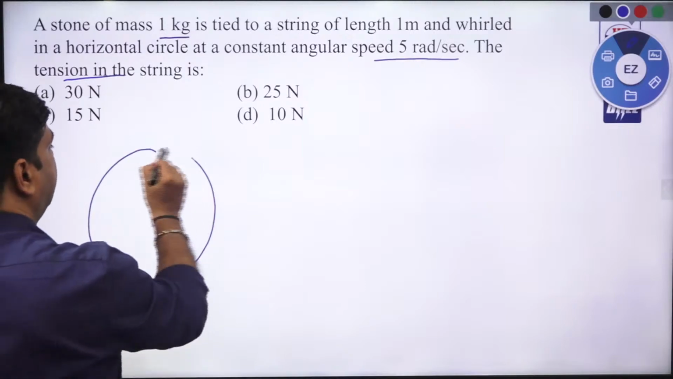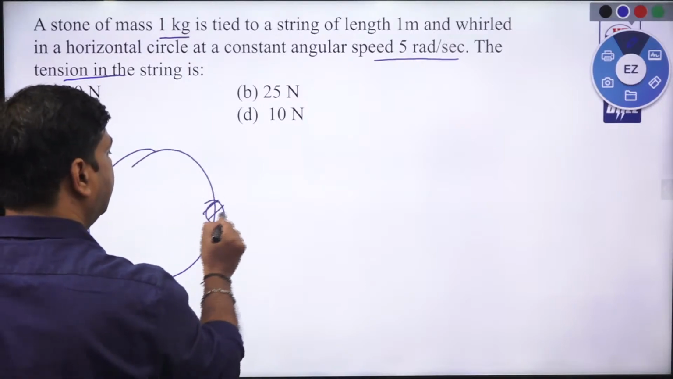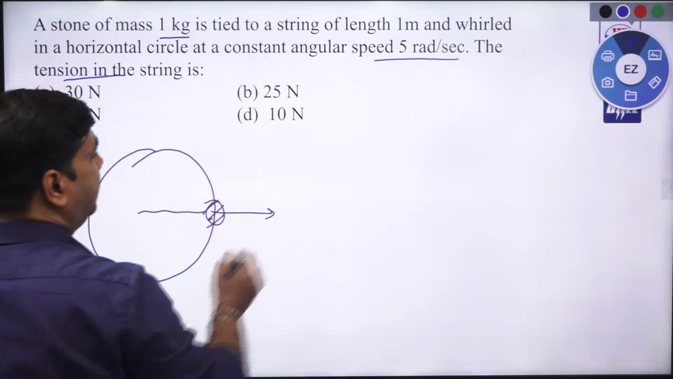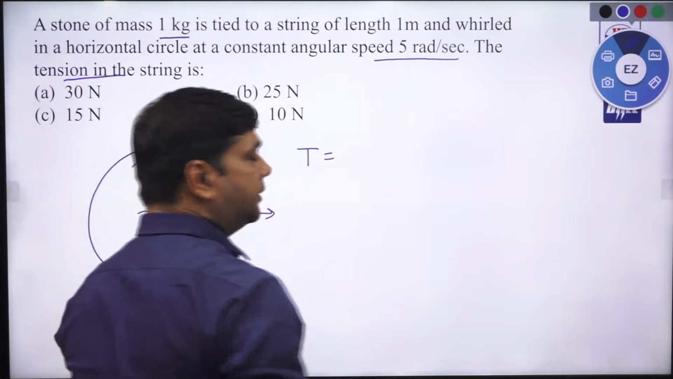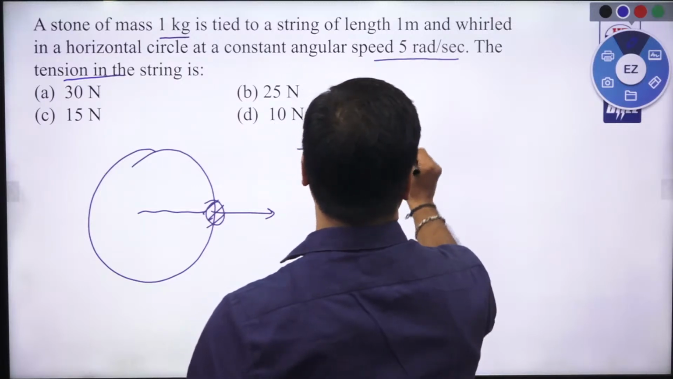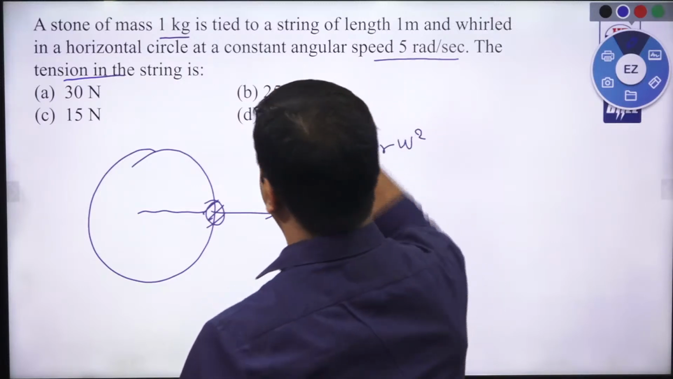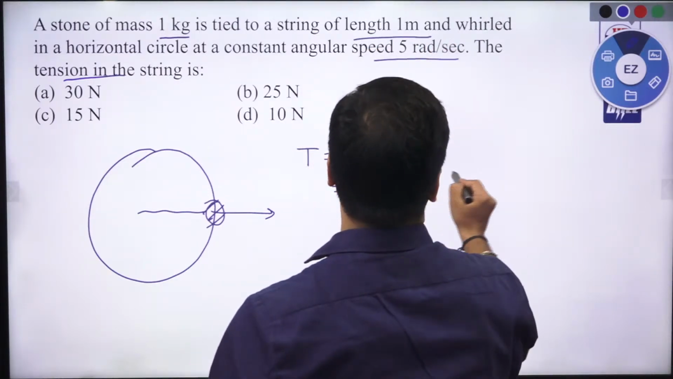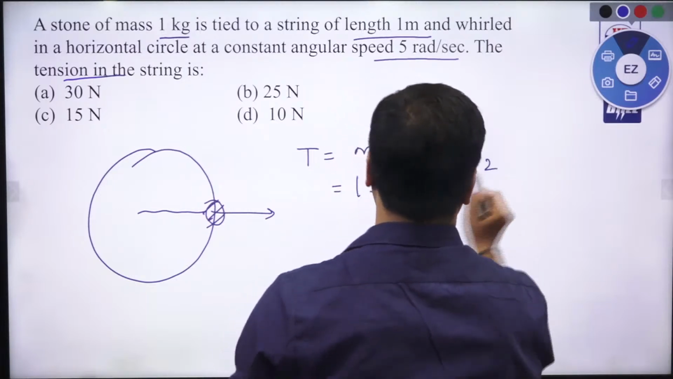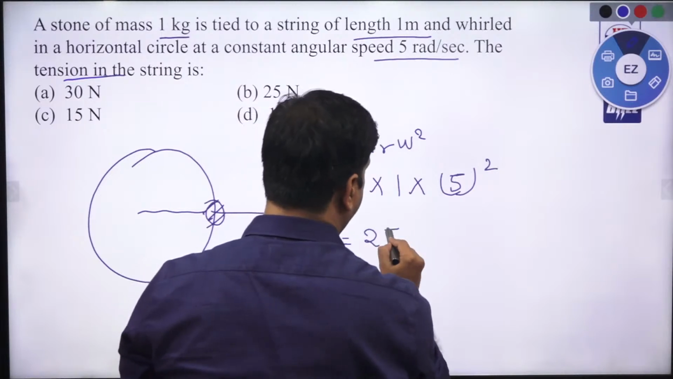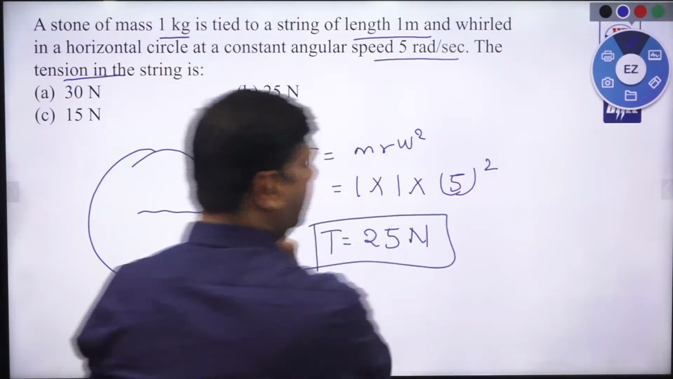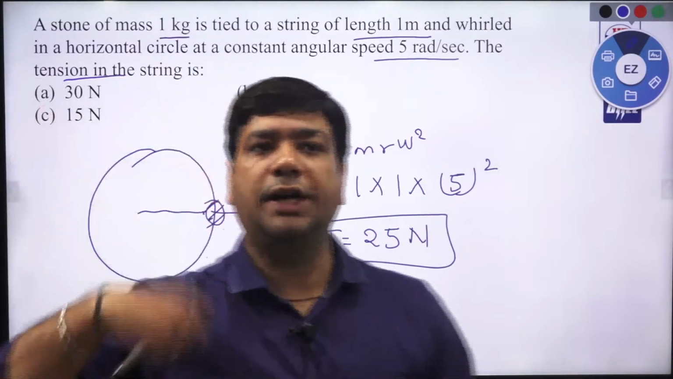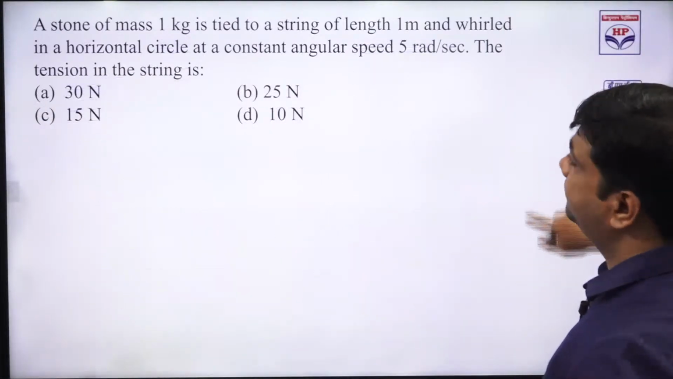So if a particle is moving like that, the tension in the string, whatever the string has connected here, T equals the centrifugal force, that is m r omega square. The value of m is 1, and the radius, which is also the length of the string, equals 1 meter. Omega is 5 radians per second, squared. So the tension in the string comes to be 25 Newton, because the centrifugal force is acting like that when we rotate like this. Okay, solve the next one.